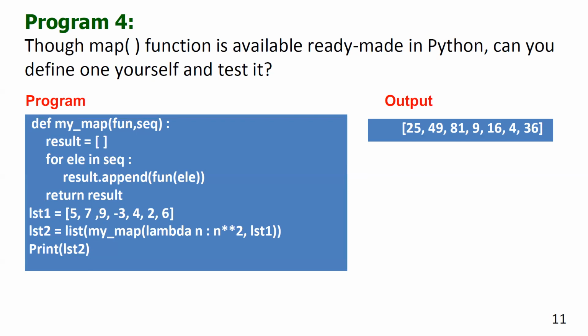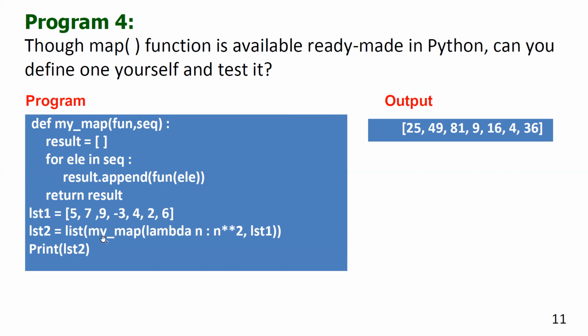Next, the fourth example. Though the map function is available ready-made in Python, can you define one yourself and test it? That means we have to create our own map function instead of using the predefined function. Now how to write the map function? As user defined, define my_map with function and sequence. Result equal to an empty list. For element in sequence, result dot append of function of element. Return result. Now lst1 equal to 5 7 9 -3 4 2 6.